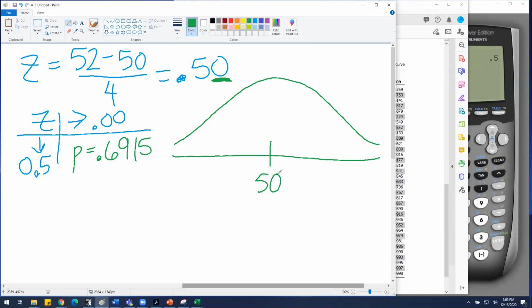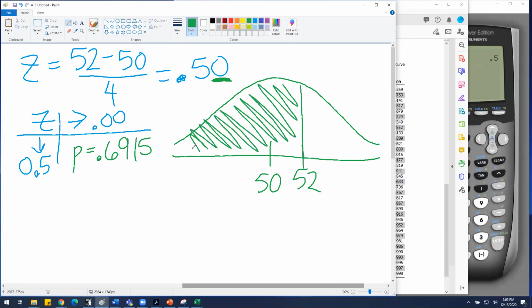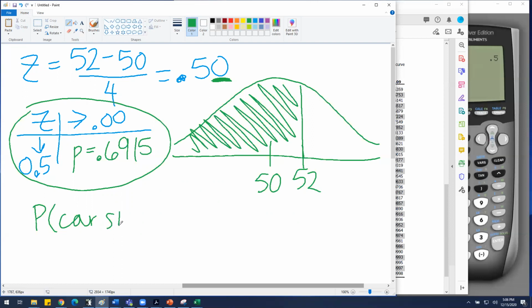It said slower than 52. So slower is the area to the left, and the z-table provided the area shaded to the left. So that is our final answer. We don't have to do 1 minus. So the probability the car is slower than 52 is 0.6915.